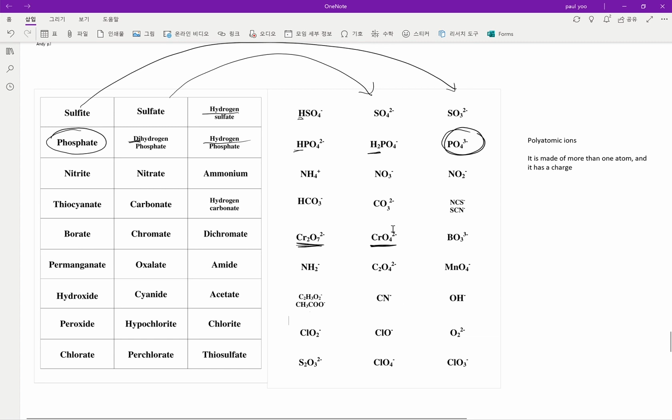So you can pause the video right here. I want you to memorize all the names. Try as long as you need. Pause the video, and in 10 seconds I'll move on to the problems. So 10, 9, 8, 7, 6, 5, 4, 3, 2, 1.